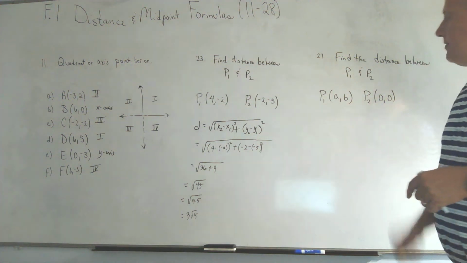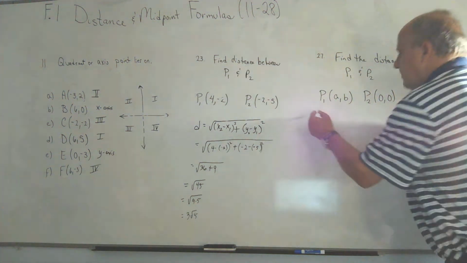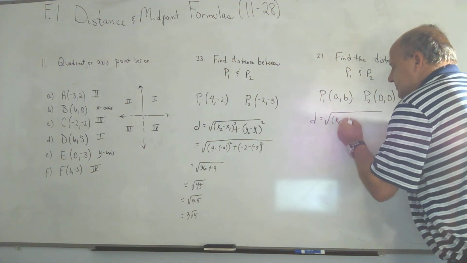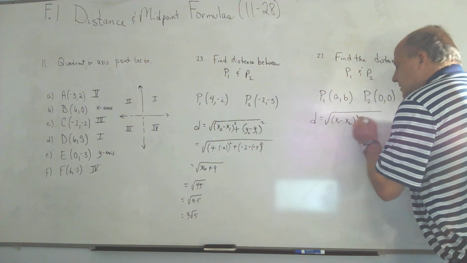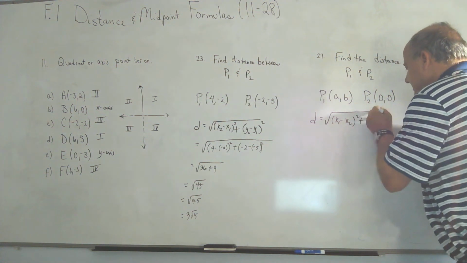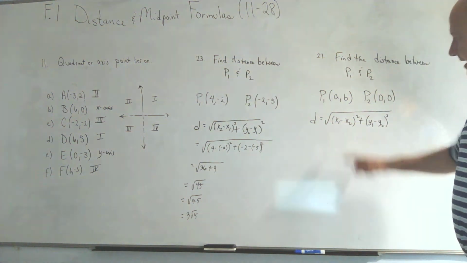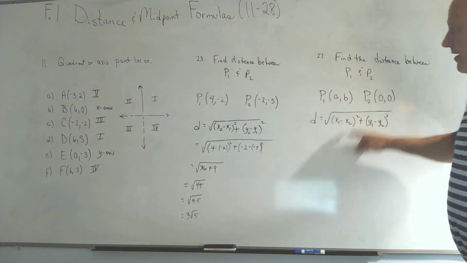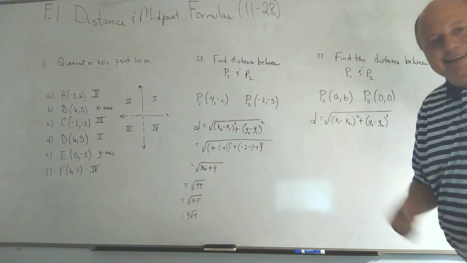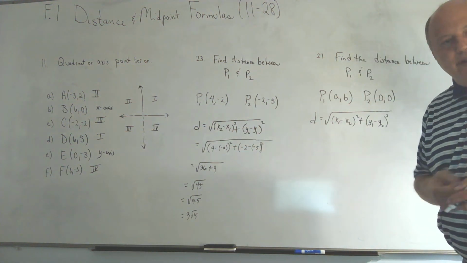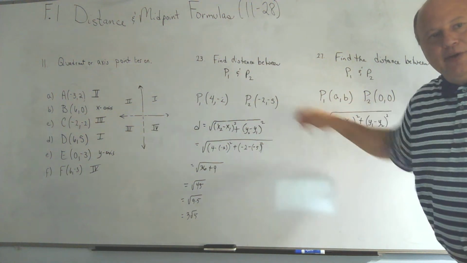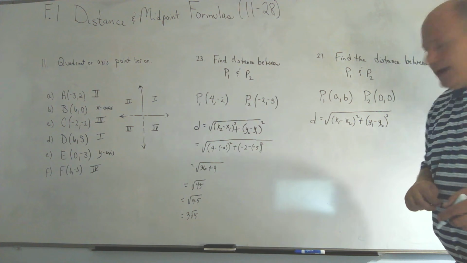Now the next one, same formula. It's basically the difference of the x's squared plus the difference of the y's squared. Now I want you to notice what I just did. I did x1 minus x2 squared as opposed to x2 minus x1 squared. But remember what I said, it doesn't matter the way you do the ordered pairs. So the subscripts don't matter, the order that you go with them. Okay?